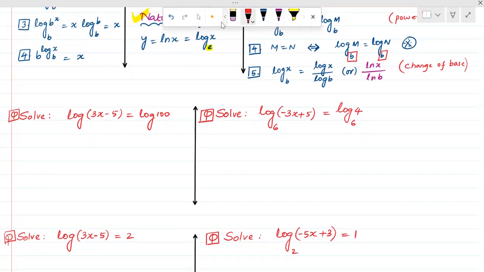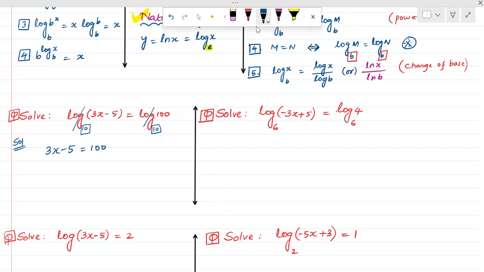Solve log of 3x minus 5 equals log 100. Here it is log, which represents base 10. It is a common log. As per this property, I can cancel log on both sides. The condition is that it must have the same base, and the function equals the remaining things. It is 3x minus 5 equals 100.